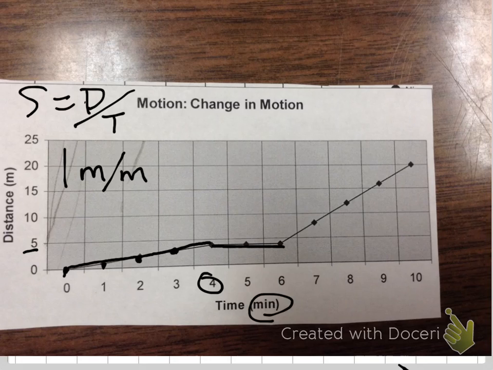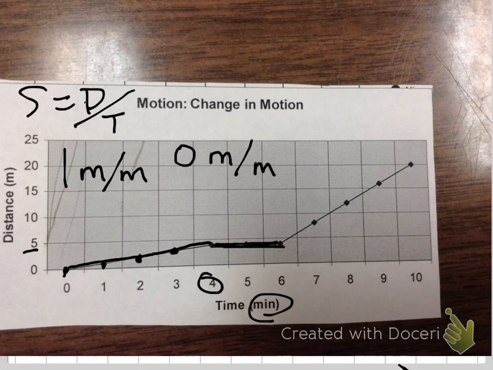And then look here. Whoever this is, turtles, snails, whatever, they stay right at 4 meters away for 2 more minutes. So they're not moving at all. They're going 0 meters per minute. Remember, a horizontal line is no motion.